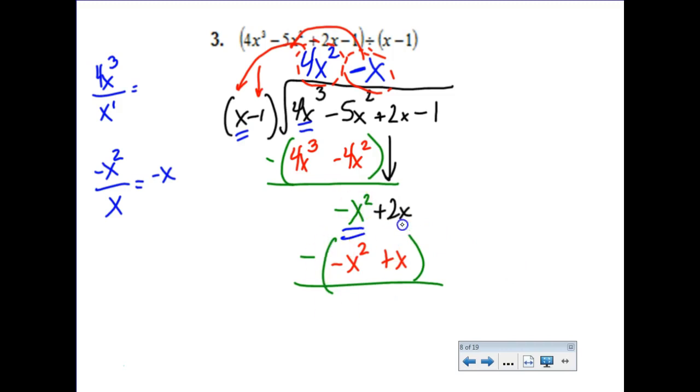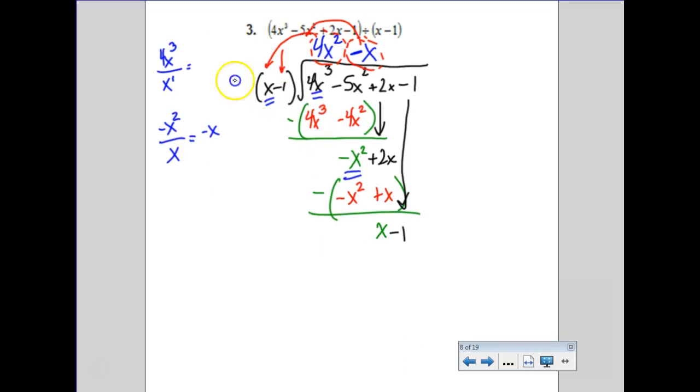Alright, lead terms do cancel. 2 minus 1 will give you 1x. And we're still not done, because we have another term to bring down. So x minus 1. Now don't overthink this, guys. You're taking x minus 1 and dividing it by x minus 1. That would divide out and cancel out to a plus 1 with no remainder.